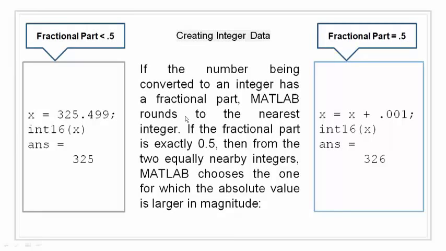But what if the fractional part is equal to 0.5? In that case, Matlab chooses the value that is larger in magnitude. So when we have a number such as 325.5, it can either be rounded off to 325 or 326, but Matlab chooses 326, that is the larger of the two values.